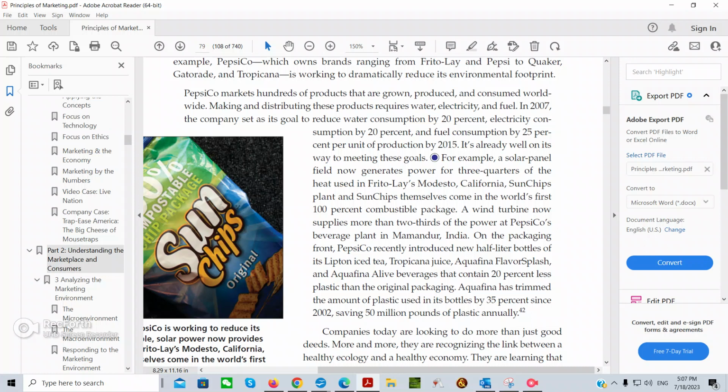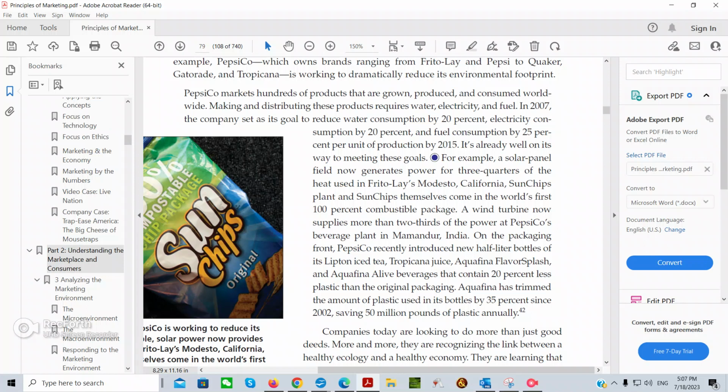For example, a solar panel field now generates power for 3/4 of the heat used in Frito-Lay's Modesto, California SunChips plant, and SunChips is becoming the world's first 100% compostable package. A wind turbine now supplies more than 2/3 of the power at PepsiCo's beverage plant in Mamandur, India.